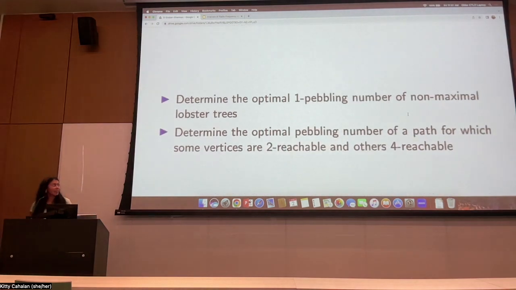Okay, so sadly, we didn't have enough time to complete everything we could have wanted, but if we had had more time, here's a few directions in which our project could have gone. So the first way is we could have determined the optimal non-pebbling number of non-maximal lobster trees. So we gave an example of a non-maximal lobster tree, but it's just not 2 or more lobster legs at every joint. And then we could have also determined the optimal pebbling number of a path for which some vertices are 2 reachable and others are 4 reachable. And this just means taking away, again taking away a leg or making a leg that is only distance 1 from the path. Thank you.